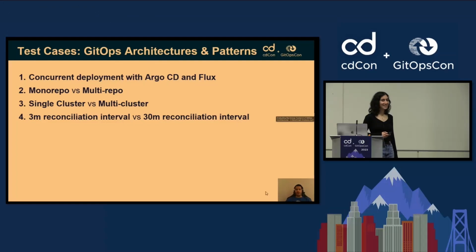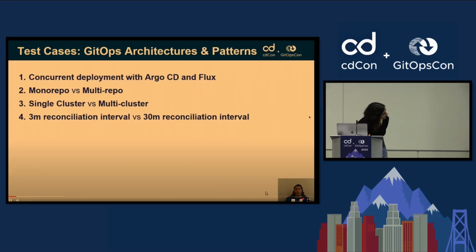Today, I would like to take you through the experiment scenarios we conducted to evaluate the energy footprint of a set of GitOps architectures and patterns. First, we examined the concurrent deployment of a sample application with Argo CD and Flux. Next, we compared the power consumption of deploying applications from a monorepo versus a multi-repo approach. Moving on, we explored the impact of using a standalone cluster versus a hub-and-spoke or multi-cluster setup for Argo CD. And lastly, we varied the reconciliation interval, comparing a 3-minute interval with a 30-minute interval.